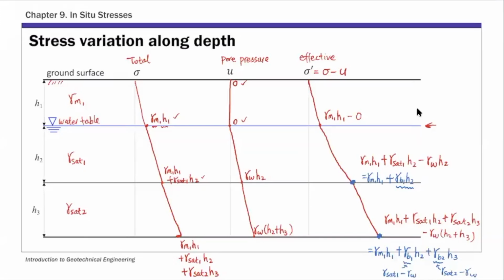This is a very generic case. I'm not plugging in any numbers. I'm just using gamma M and gamma saturated for the unit weight of soil.